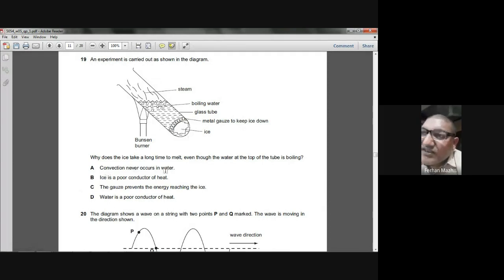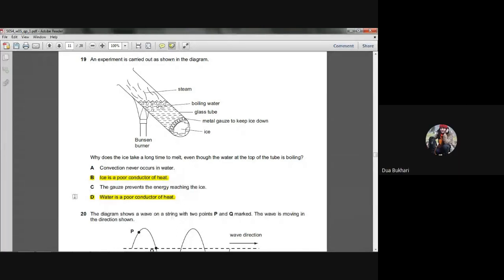Convection never occurs in water. That's wrong. Ice is a poor conductor of heat. The gauze prevents the energy reaching the ice. Water is a poor conductor of heat. Ice is a poor conductor of heat. No, no, no. The choice is D. Choice is D actually, not this one. Sir, D is the choice. Water is a poor conductor of heat. Yes.